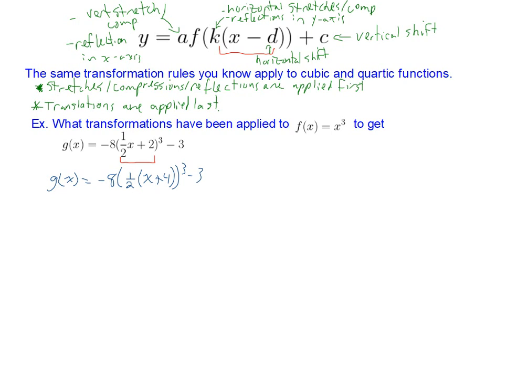So when we look at this, the negative 8 here will stretch by a factor of 8. So this is going to be a vertical stretch by a factor of 8. We'll also have a reflection in the x-axis, since that 8 is negative.